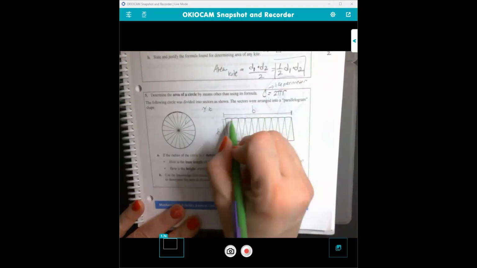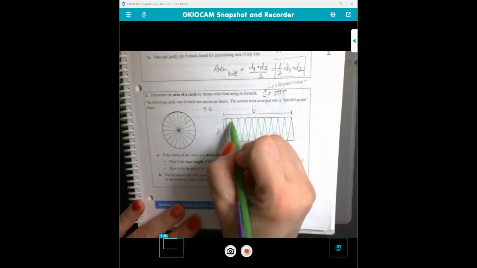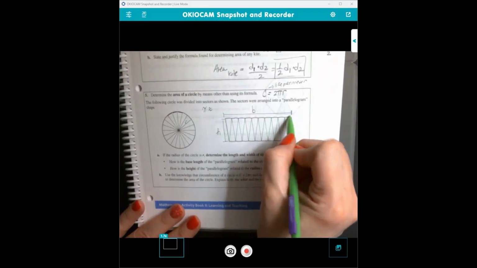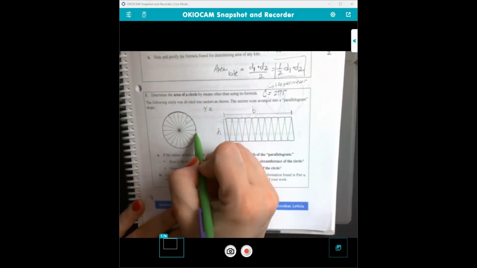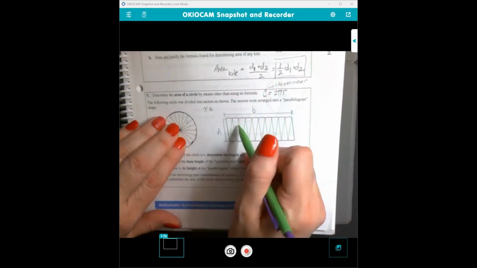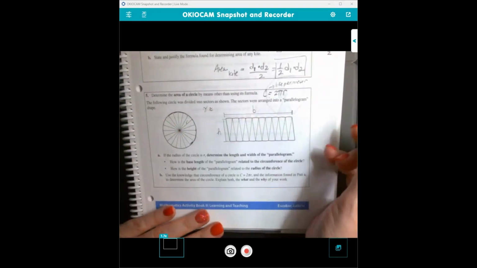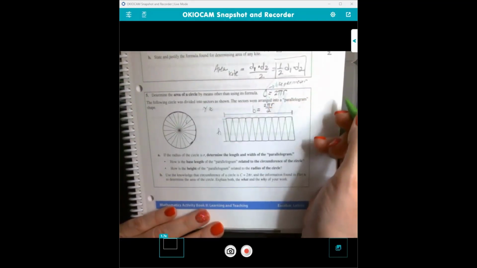So this part of the base is going to be half of the circumference, because you see, you have only half. See, this is 1, 2, 3, 4, 5, 6, 7, 8, 9, 10. You have half of the circle in those 10 little humps. So that means you have half of the circumference. So your base is going to be 2 pi r divided by 2, because it's half.